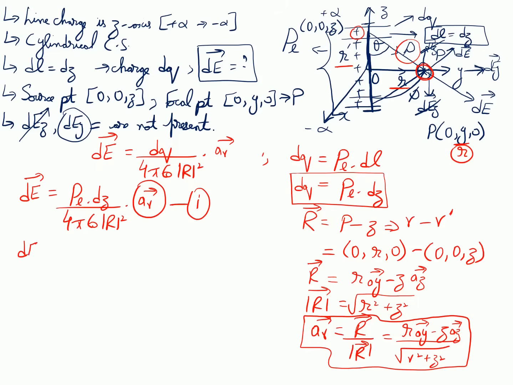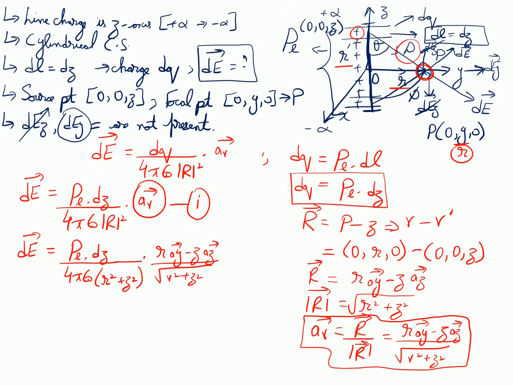So our differential element then becomes rho of L multiplied with dz divided by 4 pi epsilon naught. The value of r, since this is an absolute square, is going to be r square plus z square, and then the unit vector comes out to be r a_y plus z a_z divided by the magnitude, which is r square plus z square. We can further simplify the equation as rho of L dz divided by 4 pi epsilon naught.